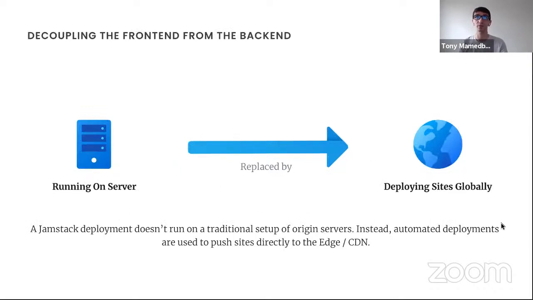And the static site will be served for our customers, and that's how we're going to achieve fast performance. So decoupling front end from back end is, instead of running everything on the server, we're replacing it. This is where we're going. It's going to be deploying sites globally. So we're going to be building it and serving from a CDN in order for it to be available much faster, globally around the world.